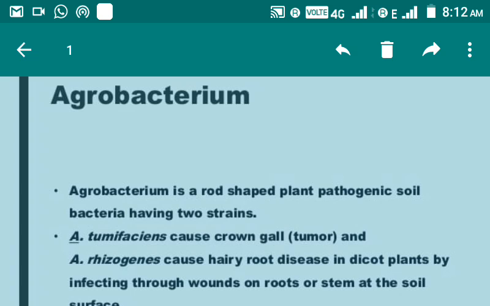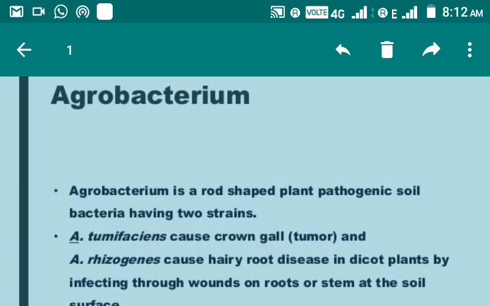Students, I am emphasizing and strongly recommending that you remember both of these species along with their diseases, because in competitive exams they used to ask which disease is caused by which species and which species causes which kind of disease in plants. Okay, so this is very important, do not avoid them. So this is about agrobacterium.